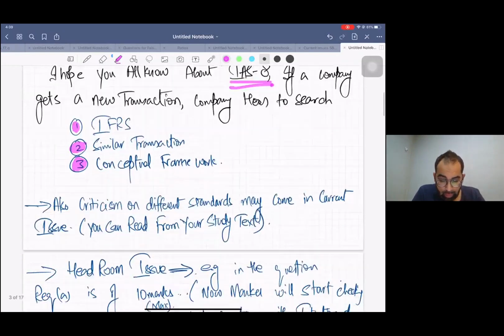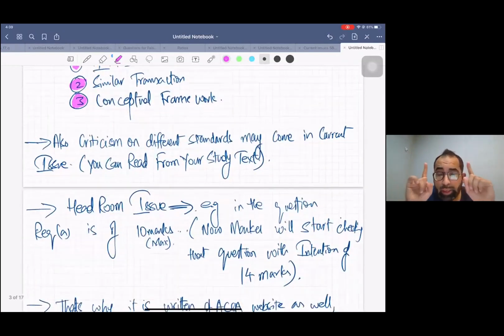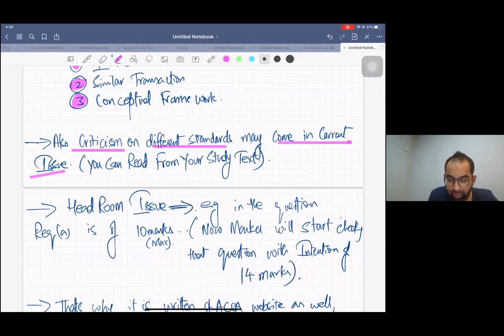Now, one more thing which may come in your current issue part, and I have seen many students, even many position holders, follow this instruction: criticism on different standards may come in current issue. You can read it from your study text. It's present in your study text, that criticism.